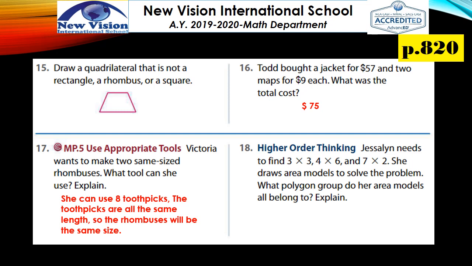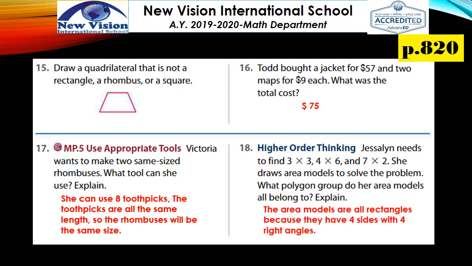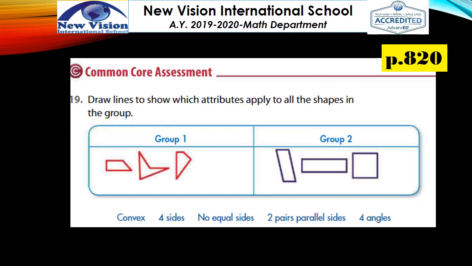Number 18. Jocelyn needs to find 3 times 3, 4 times 6, and 7 times 2. She draws area models to solve the problem. What polygon group do her area models all belong to? The area models are all rectangles because they have 4 sides with 4 right angles. Very good.